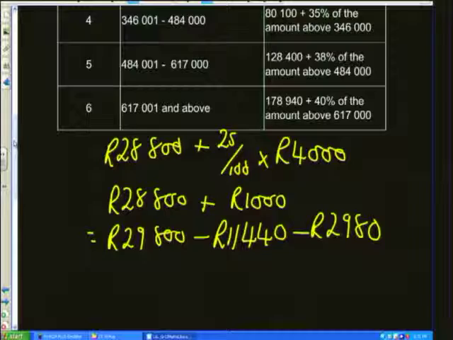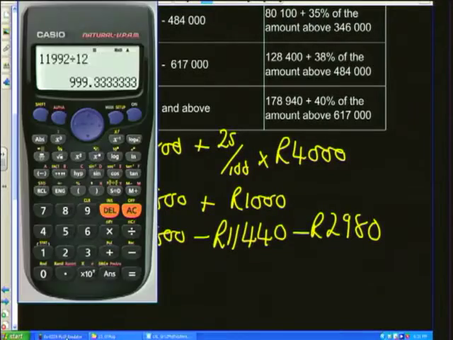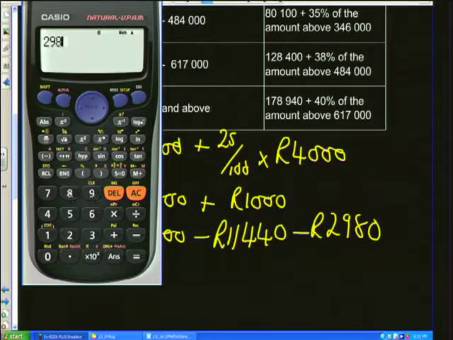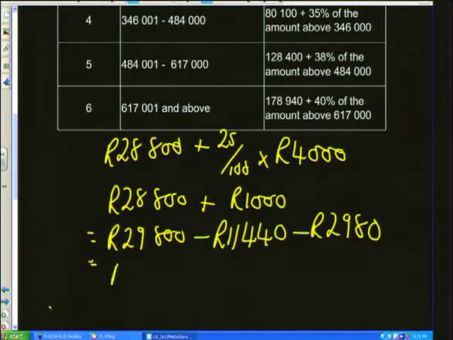But what we would then do is say, right, out comes our calculator, and our calculator said that we owed the tax man how much? 29,800. But we're going to get a rebate of 11,440, and we're going to get another rebate of 2,980 rand, and then my tax is going to be 15,380 rand.